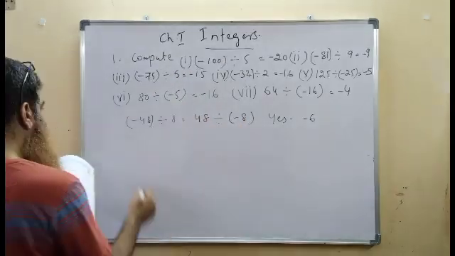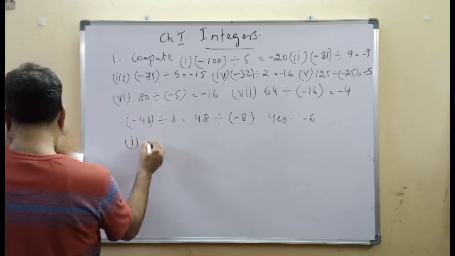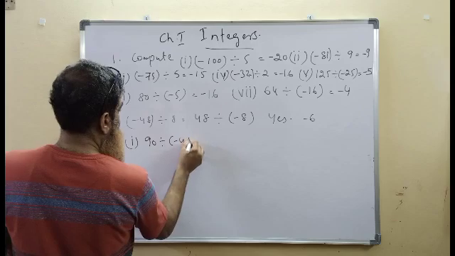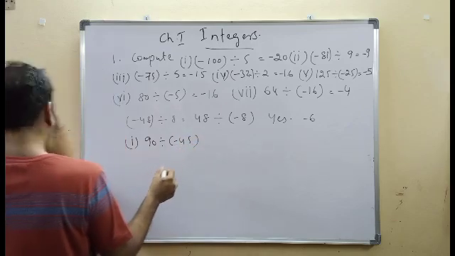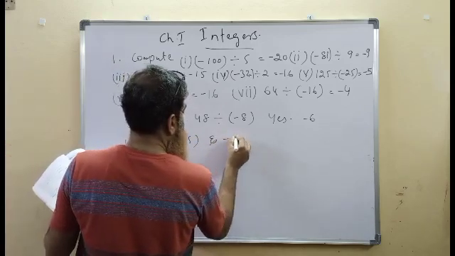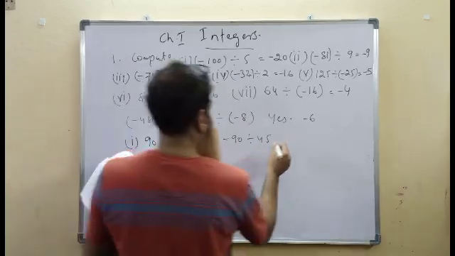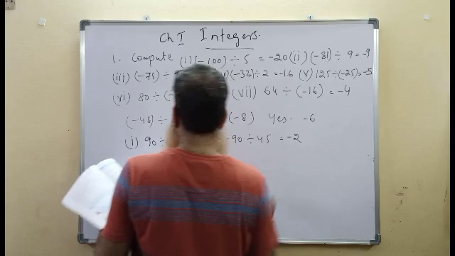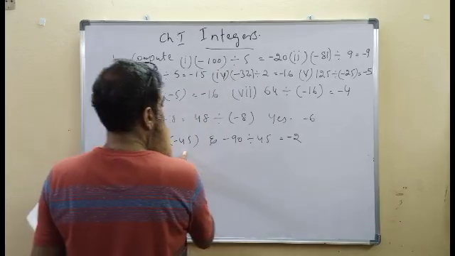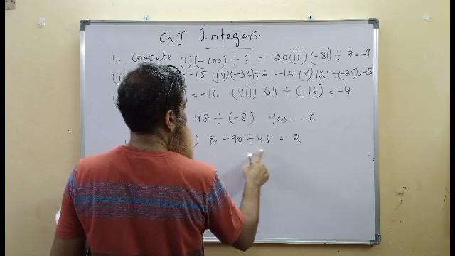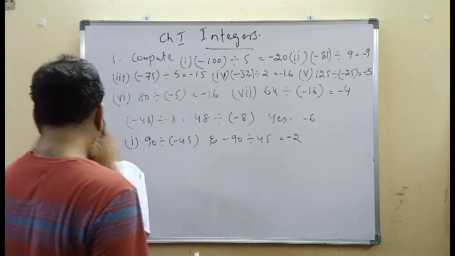Check the first one again here: 90 divided by minus 45, and minus 90 divided by 45. Is it the same? Yes, in both places it will be minus 2. 90 divided by minus 45 is equal to minus 2, and minus 90 divided by 45 is also equal to minus 2.